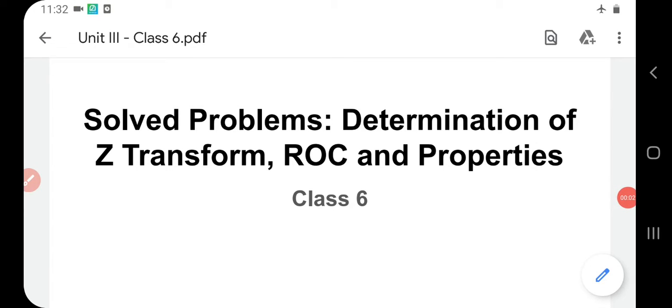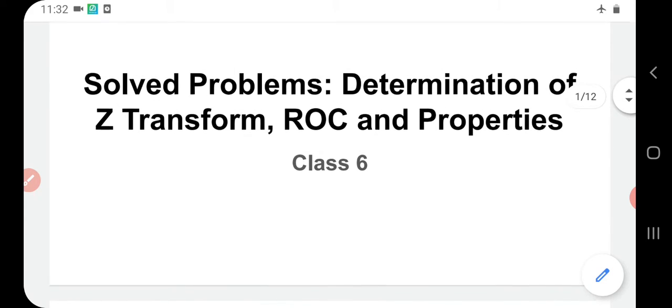Good morning. Now, this is the last session of our Unit 3, the Z transform. So, with this class, we will finish this unit. Today we are going to deal with some solved problems related to the determination of the Z transform, ROC, that is region of convergence, and properties, just as sample problems.